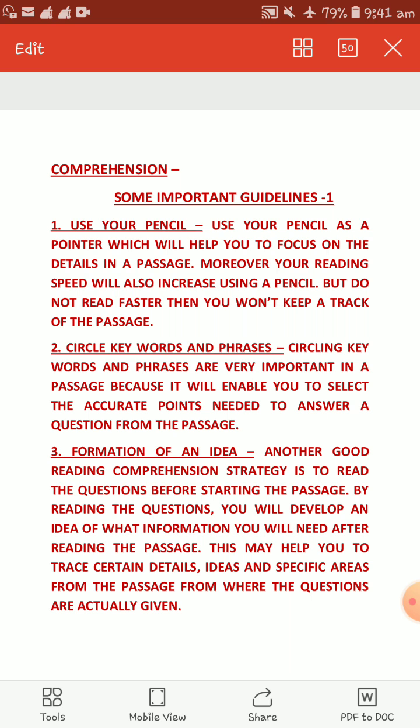Now the third important thing, last but not the least, formation of an idea.